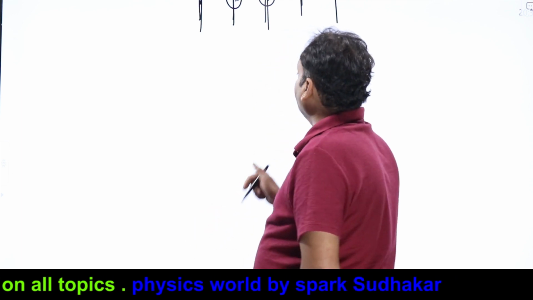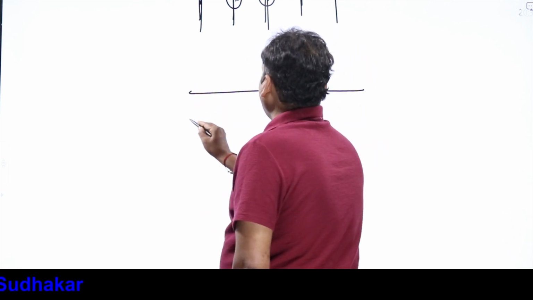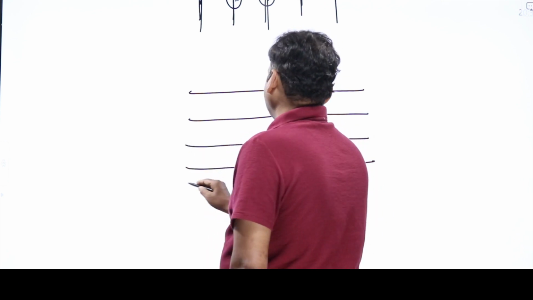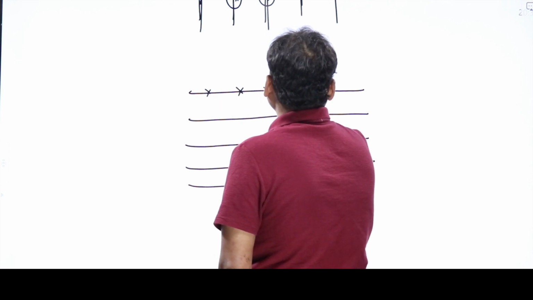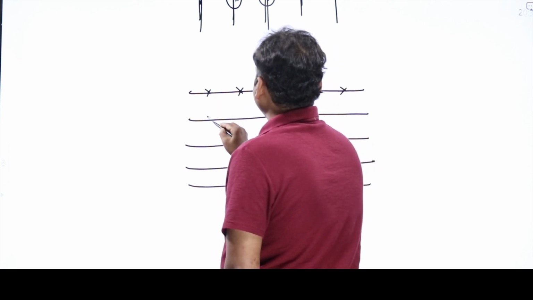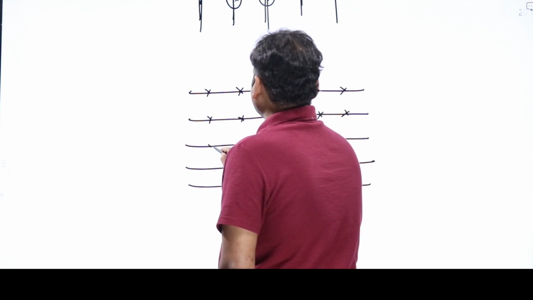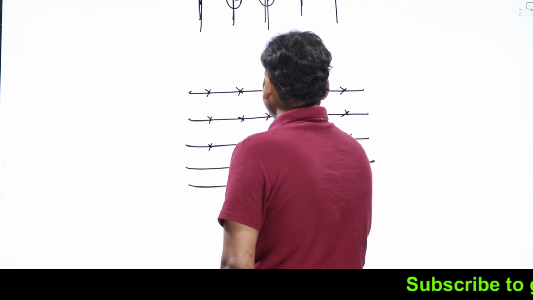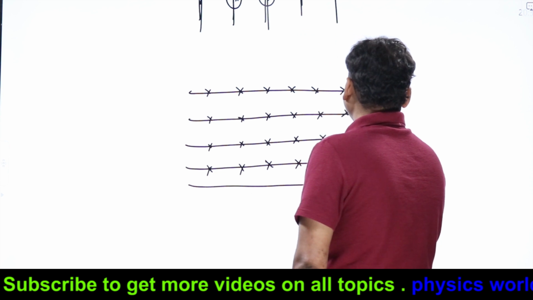diffraction. Now consider a crystal plane like this, a crystal where atoms are arranged in some systematic manner. It can be cubic or anything. So atoms are like this. This is one imaginary plane of atoms. This is another plane of atoms like this. These are called successive parallel atomic planes.